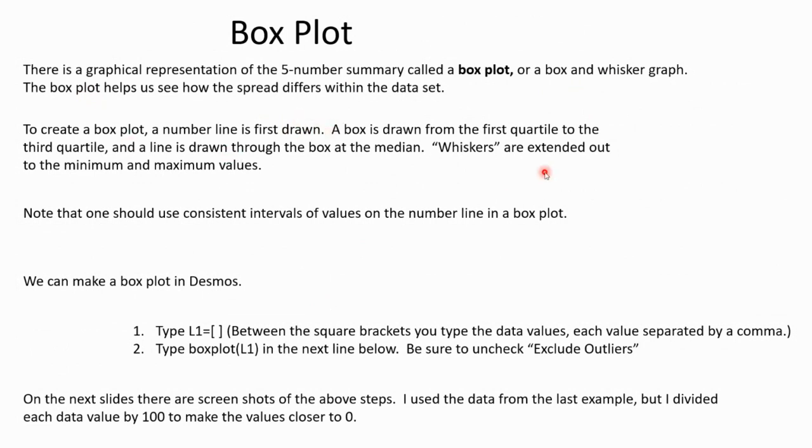You would have the number line, okay? And what you would do is you would draw a line at the first quartile, excuse me. You would draw a box, that is, sorry, from the first quartile to the third one. Then you would have a line drawn at the median. And then you would have these so-called whiskers made.